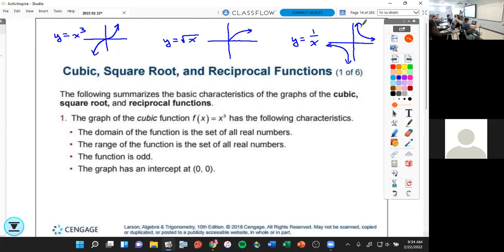Okay, so looking at this cubic, domain is all real, right? I can cube any real number. The range, it goes down forever, it goes up forever. So the range is all reals. It's odd. What's that mean? Correct. What is it symmetric about? The origin. It is symmetric about a point. Okay. And the intercept is at 0, 0. Questions on the cubic function?